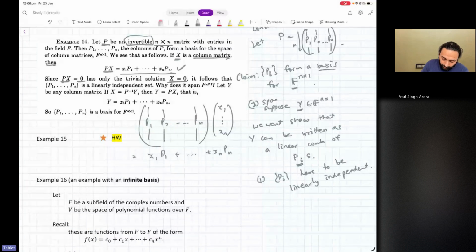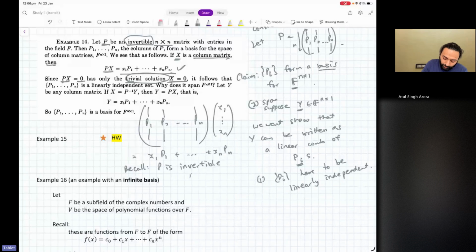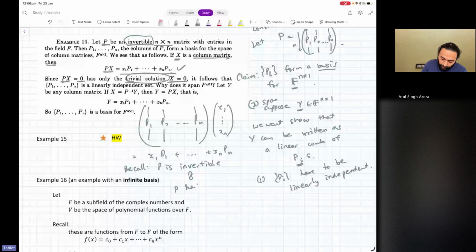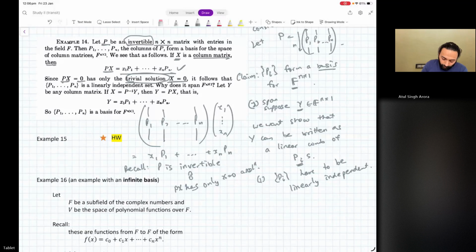So this is the trivial solution. Somebody was asking in the beginning. The trivial solution we had discussed in the context of linear equations. You have to recall that P is invertible. We had shown in one of the theorems that this is equivalent to saying that Px has only x equal to 0 as solution. This is one of the theorems, right? We discussed it at length in class. So using that theorem, what we get is that the only way that Px equal to 0 would happen is if x was identically 0.